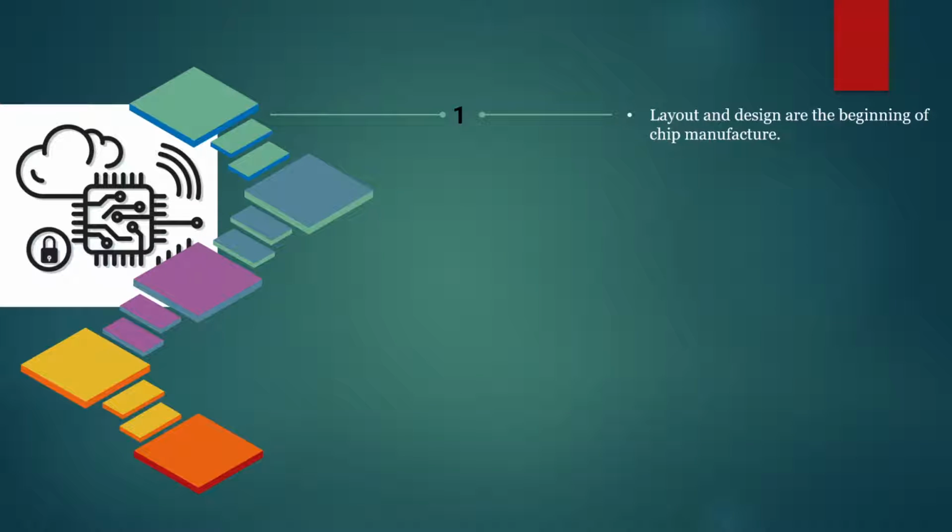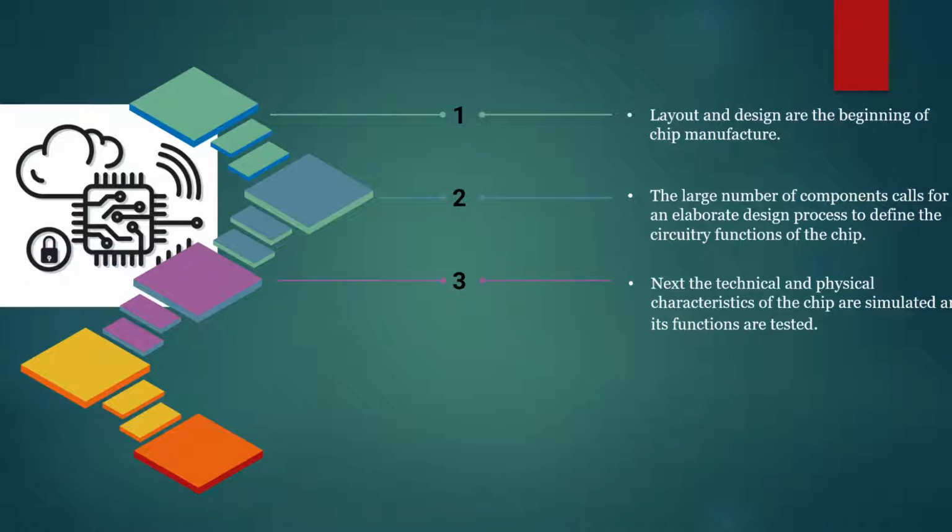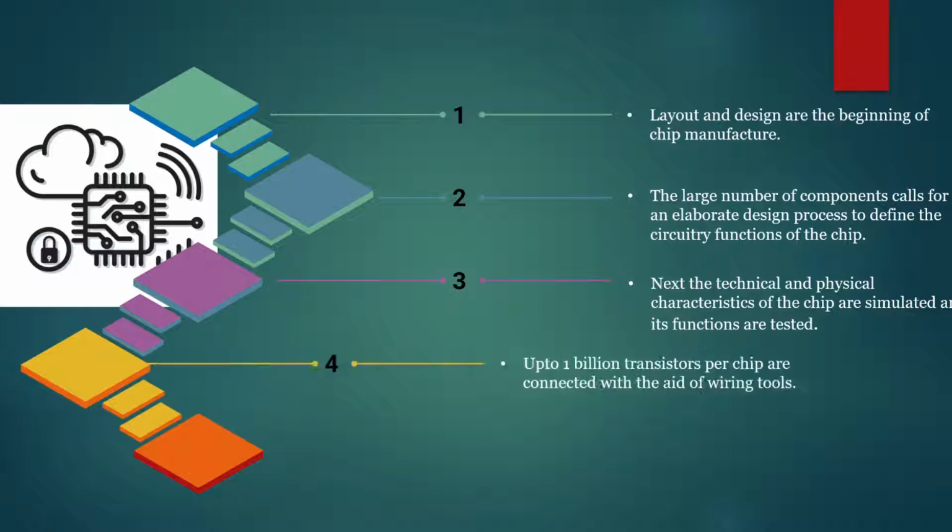Firstly, the layout and design are the beginning of chip manufacturing. The large number of components calls for an elaborate design process to define the circuitry functions of the chip. Because a microcontroller is very small, it needs a complex designing process so that all the elements can fit inside without a space constraint. Next, the technical and physical characteristics of the chip are simulated and its functions are tested in any of the simulation software available, open source or paid versions.